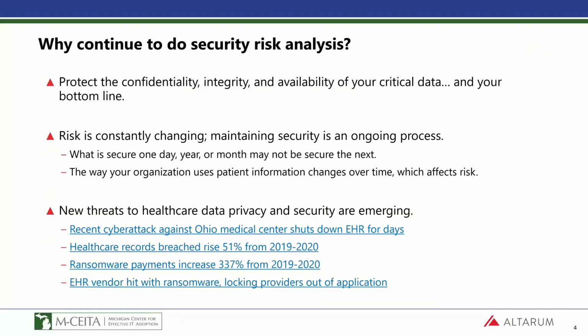Moving on, why continue to do security risk analysis as the EHR incentive program ends? For one thing, protecting the confidentiality, integrity, and availability of your critical data is good for your bottom line. Securing your data protects its value.